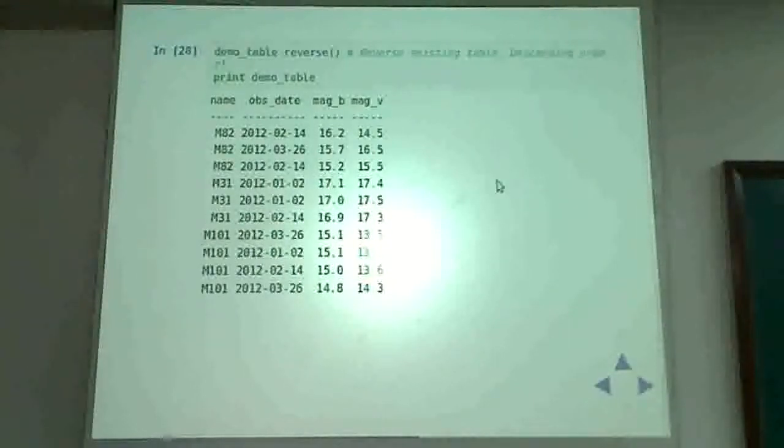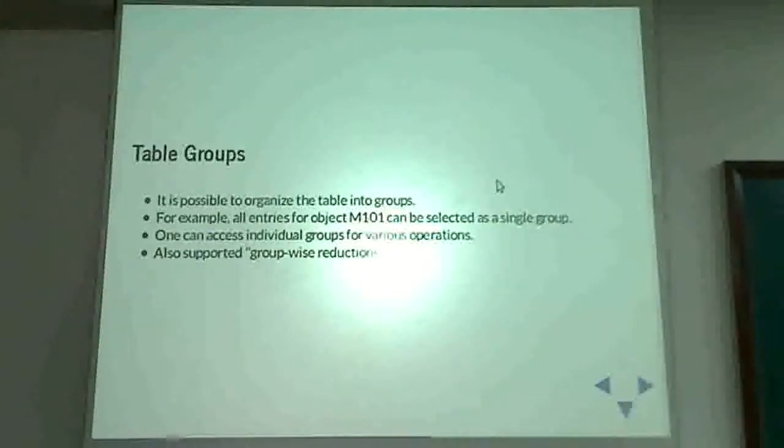Not a convenient way of doing things. I hope that has changed in the latest version. Okay. You can also group rows based on some criteria. So, for example, in our particular table, we have entries for an object called M101. I would like all those rows to be marked as separate groups.